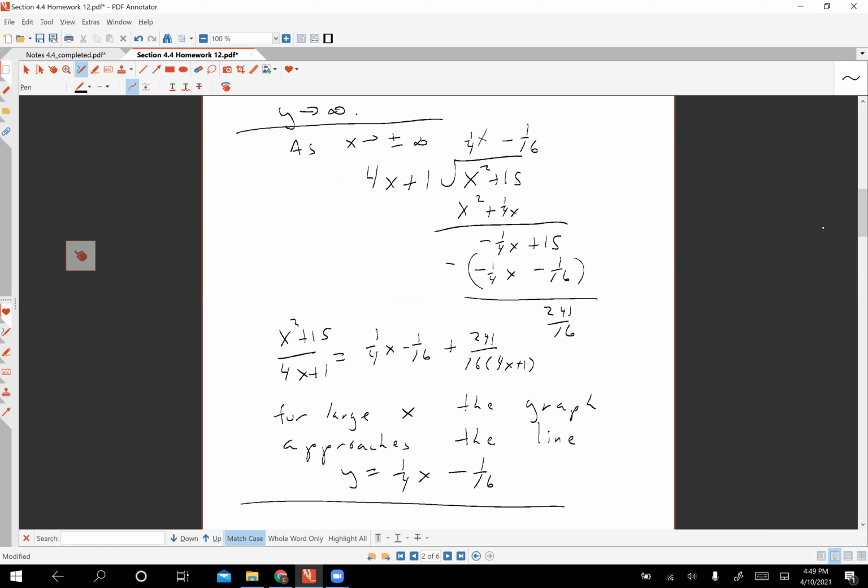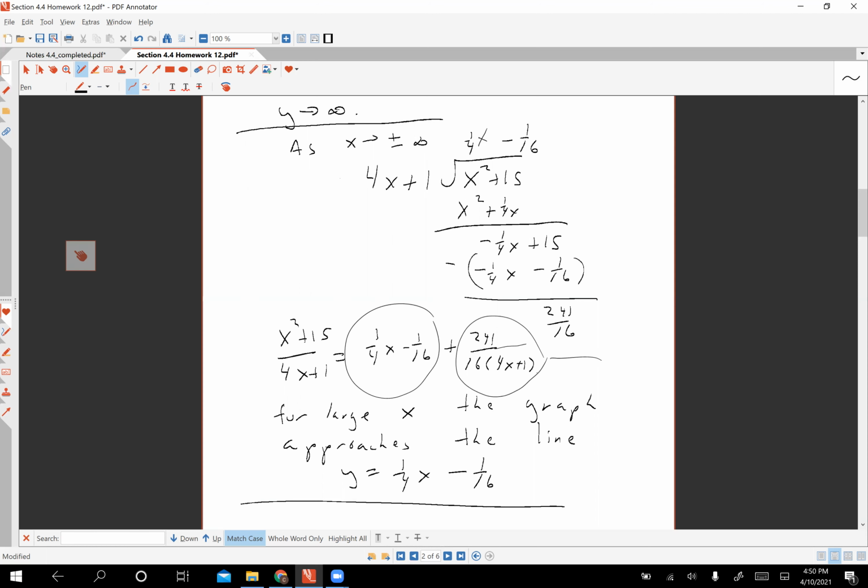So x squared plus 15 over 4x plus 1 is 1/4 x minus 1/16. So it looks like that straight line with the slope 1/4. And then it has this remainder, 241 over 16 times the quantity 4x plus 1. So I'm saying, for a very large x, we know that this term, this part that I'm circling right here, goes to 0.